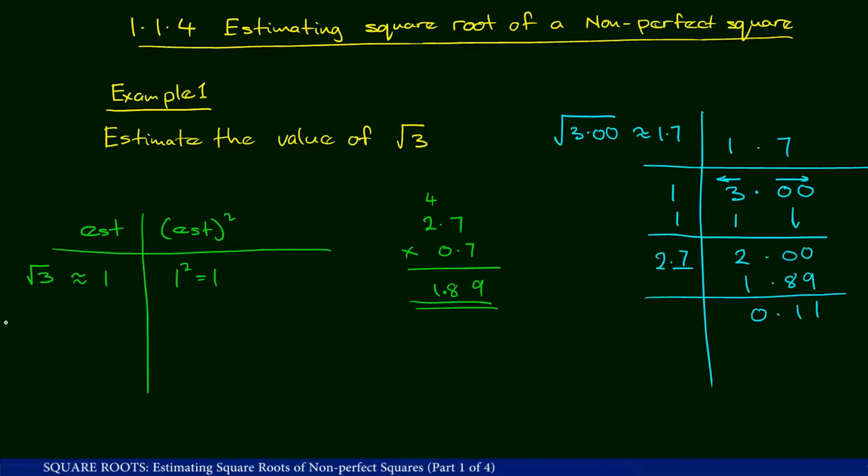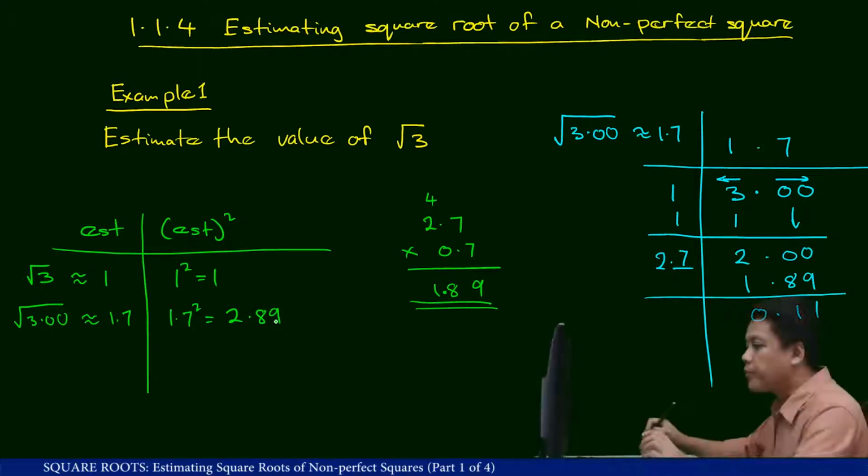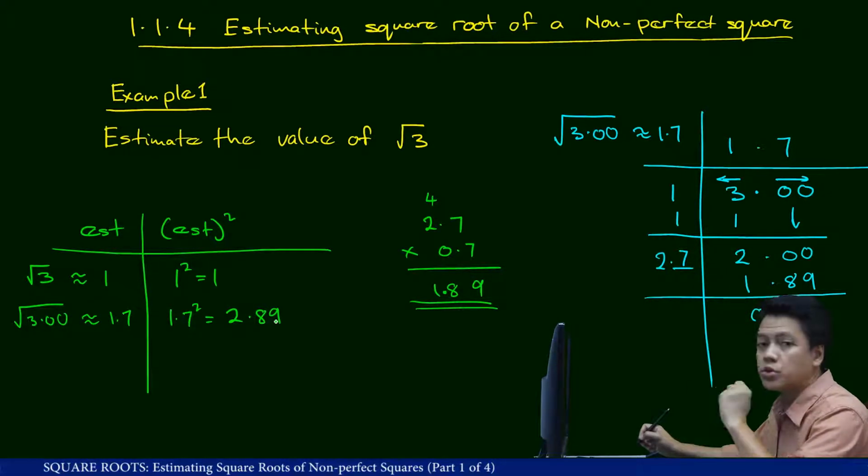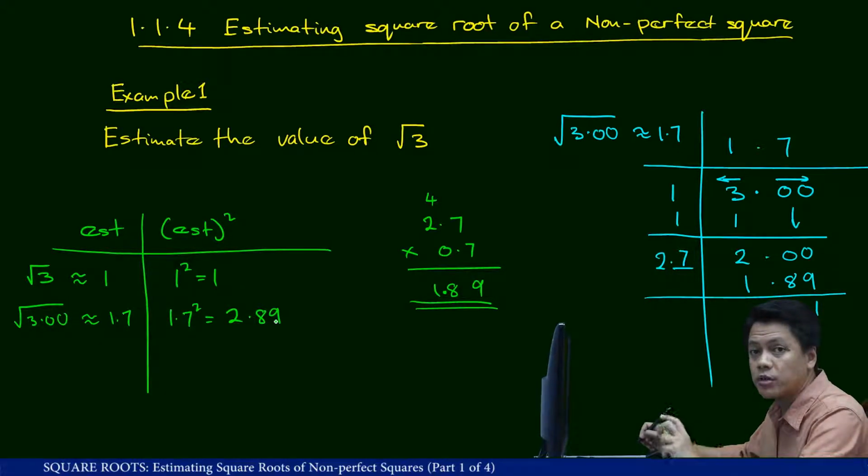And let's update our results here. Square root of 3.00 roughly equal to 1.7. And what is 1.7 squared? 1.7 squared is 2.89. Alright, so we have improved our accuracy greatly by adding 2 zeros after decimal point to 3.